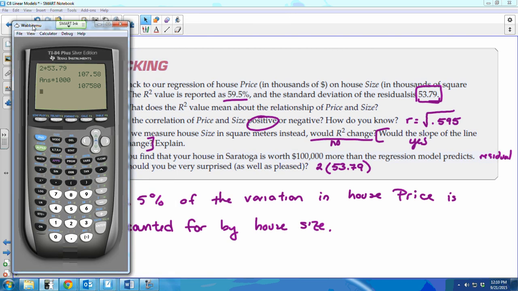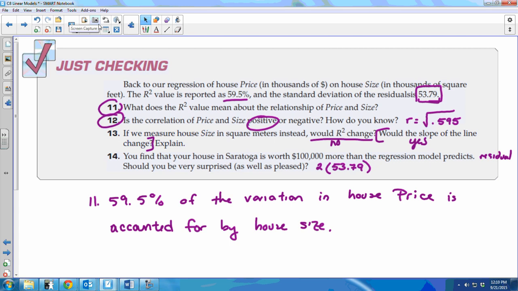So should I be surprised that my house is worth $100,000 more? Not really, right? That's less than 2 standard deviations above the mean. So it's not extraordinary. We're still using the standard deviations in the same context that we used them before. We're just using it for the residuals. Does that make sense? Okay. Question so far?